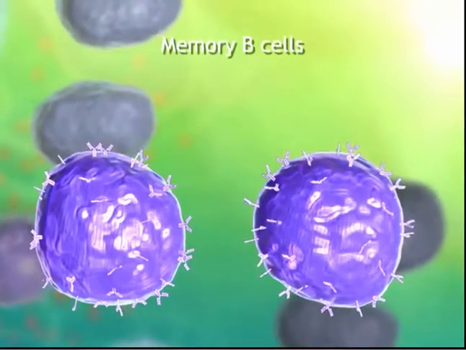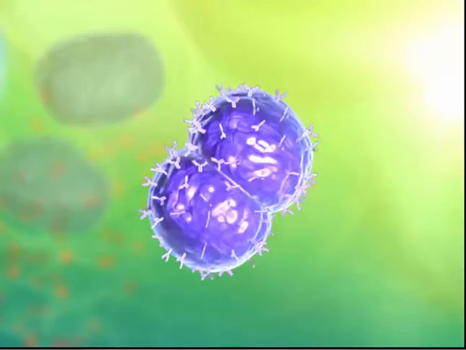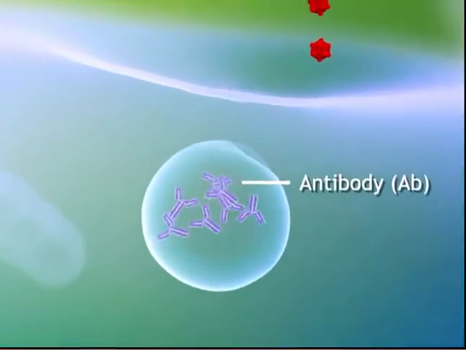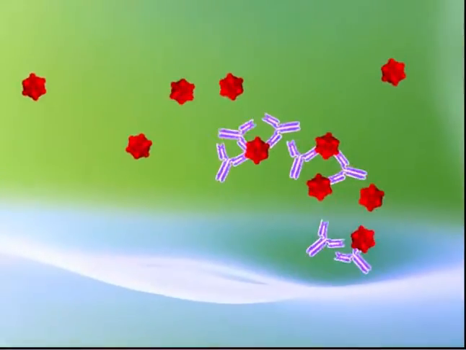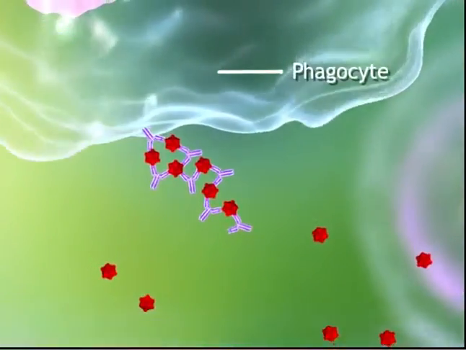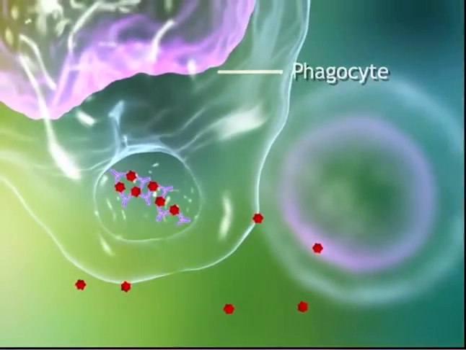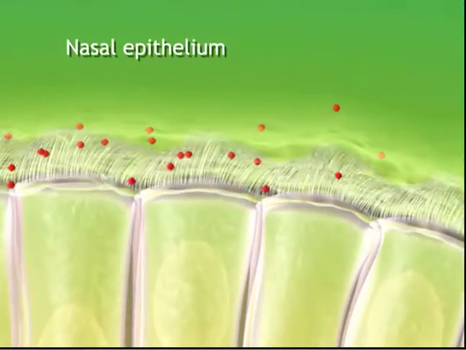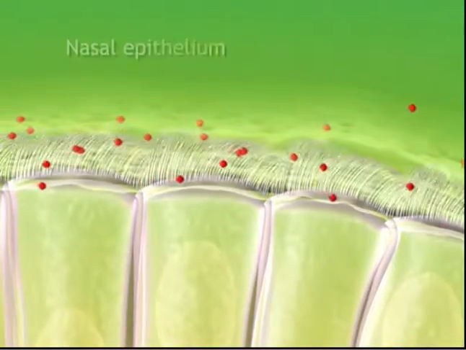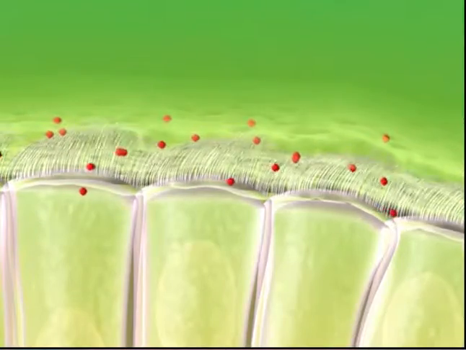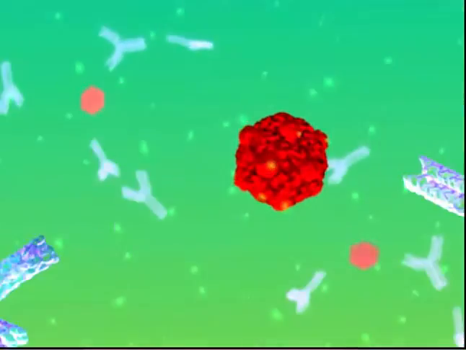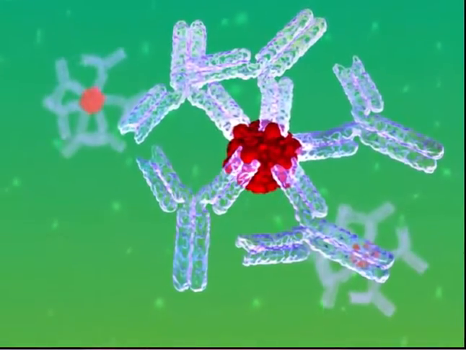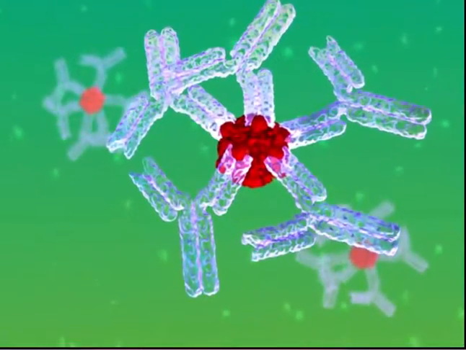Memory B cells carry the memory of this pathogen for many years. Plasma cells secrete antibodies that conduct surveillance for more rhinoviruses, grouping them together so they are easy targets for phagocytes. Antibodies in the blood and tissue fluids seek out free rhinoviruses. The antibodies neutralize the rhinovirus by binding to its surface molecules, thus preventing attachment to host cells. Antibodies are humoral defenses that target free pathogens.